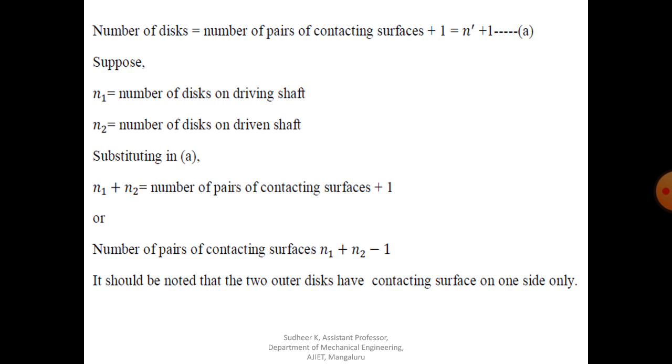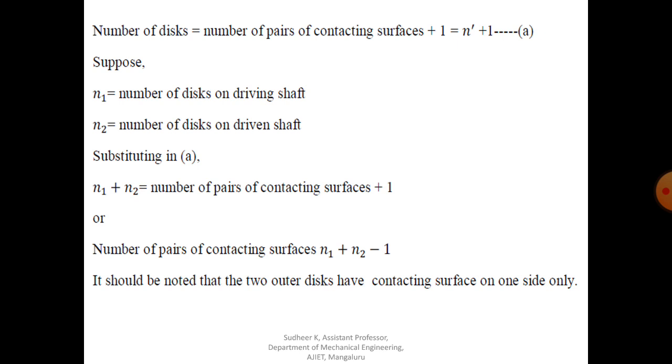Now coming to one more thing, the coefficient of friction decreases due to the cooling oil, thereby reducing the torque transmitting capacity of the multi-plate clutch. The coefficient of friction is high in dry single plate clutches. So the coefficient of friction decreases due to the cooling oil, thereby reducing the torque transmitting capacity. That is also one of the important differences between single plate clutch and multi-plate clutch.